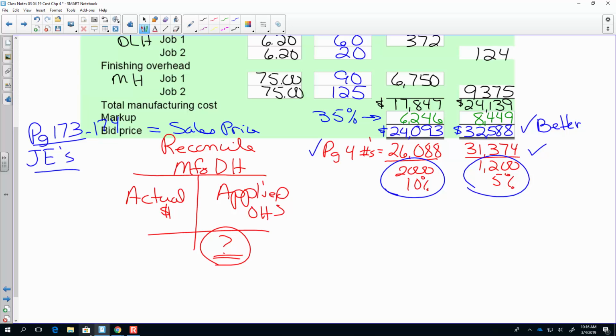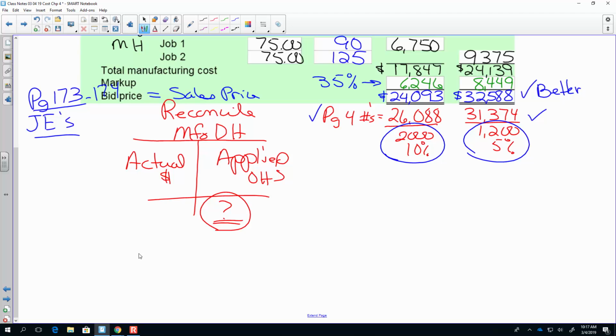So if I took 2320 times 50%, it's 1160. I add 1160 to the 2320 and voila, I get 3480. What's a quicker way to get that 3480? Multiply by what? 1.5 or 150%. Oh, yeah. Yes, that's what I would like you to do.